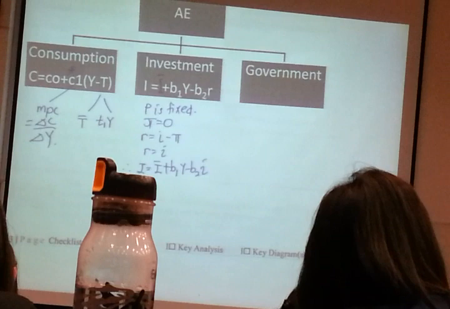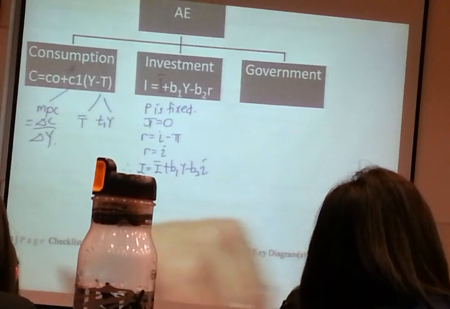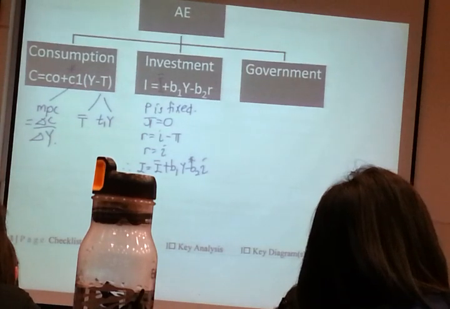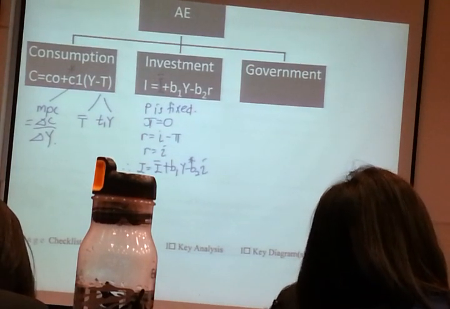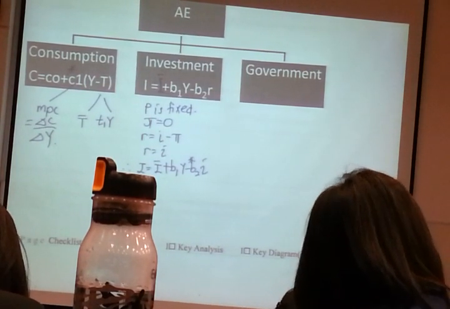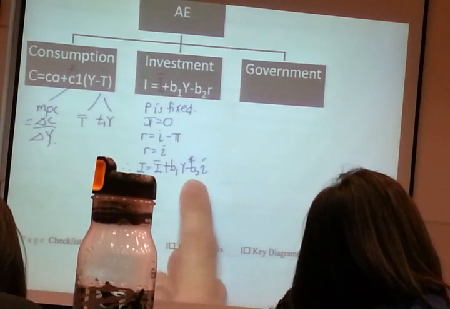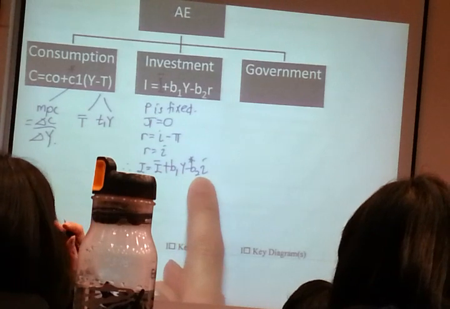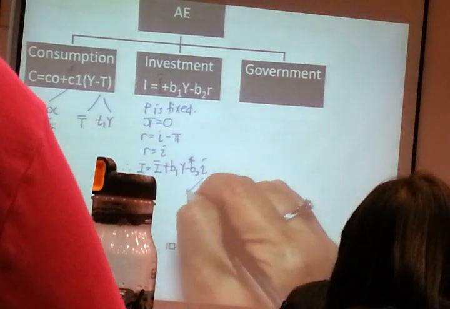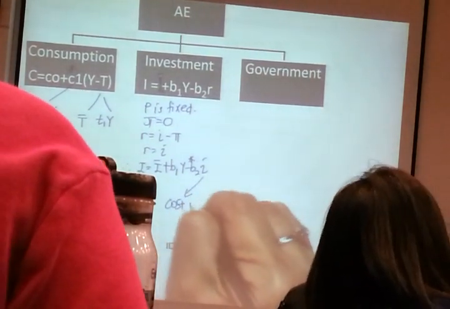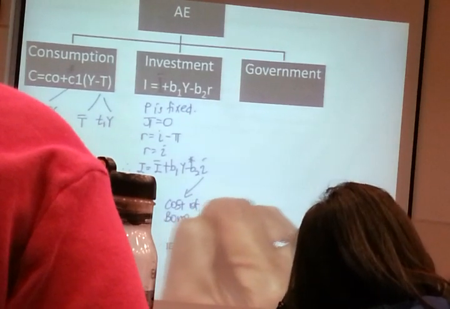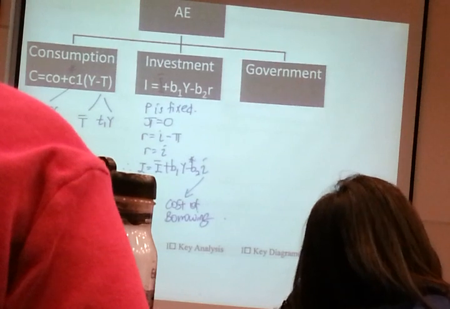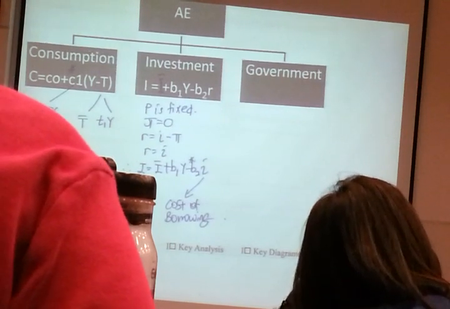And the important variable discussed in investment theory is B2. In consumption theory, we are very concerned over MPC. In investment theory, we are very concerned over B2, how firms react to the interest rate, and this interest rate is the cost of borrowing. So what I'm doing here is quickly summarizing topic 2 for you.